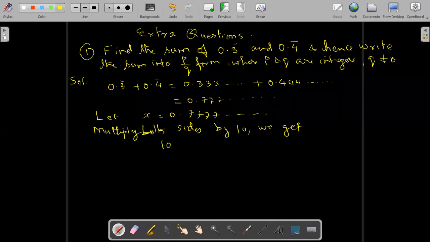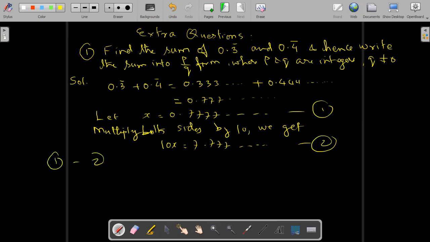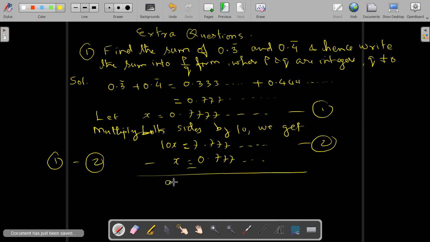Now I think I can write directly the result of the multiplication, because we have done many questions. So 10 into x is 10x, and when you multiply this 7, the decimal will move one place, 7.777 and so on. This is our equation number 1. This is our equation number 2. First equation minus second equation: subtract 10x minus x, we get 9x on the left side. The right side will be 7 only. So x will be equal to 7 by 9. That is the answer.